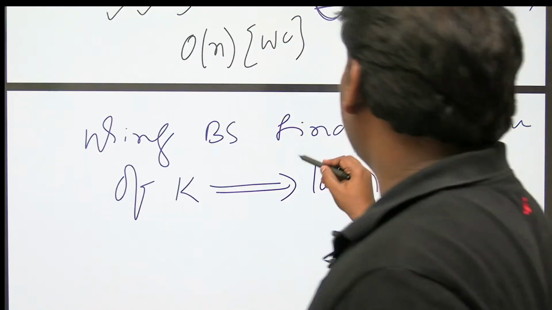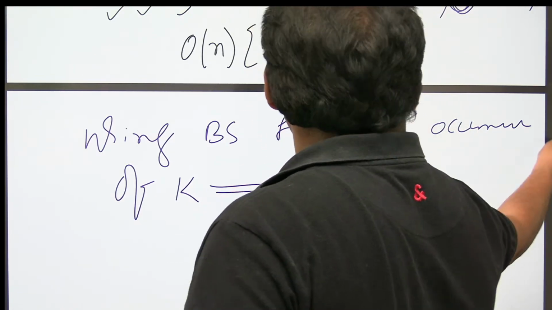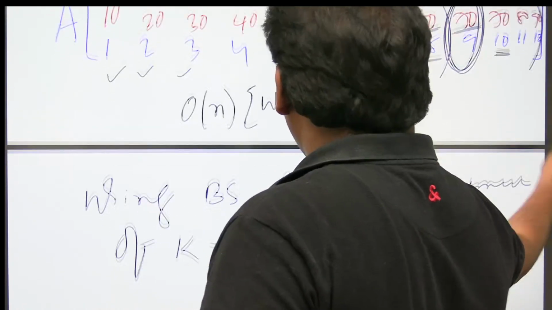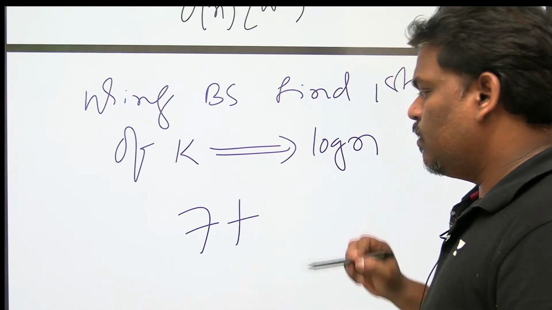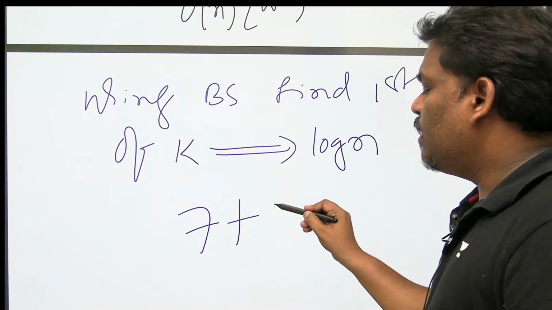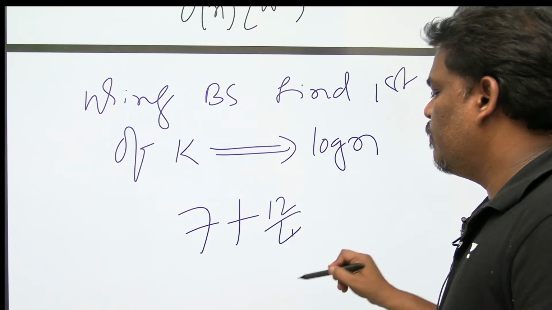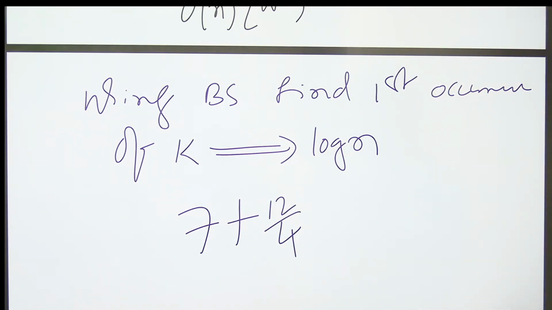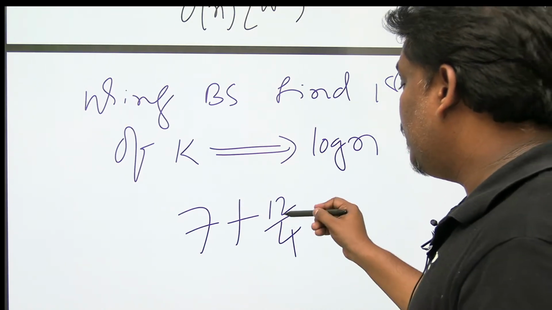Okay, at which index is it there? The first occurrence of k using binary search takes log n time, and the first index, if you see, is the 7th place. What you do is 7th place plus, I think, minimum n by 4 times it should repeat. 12 by 4, how much? 3. So what is 7 plus 3? 10.